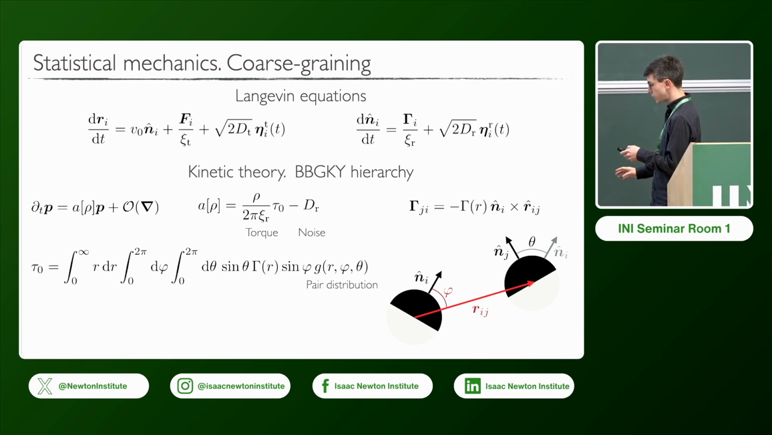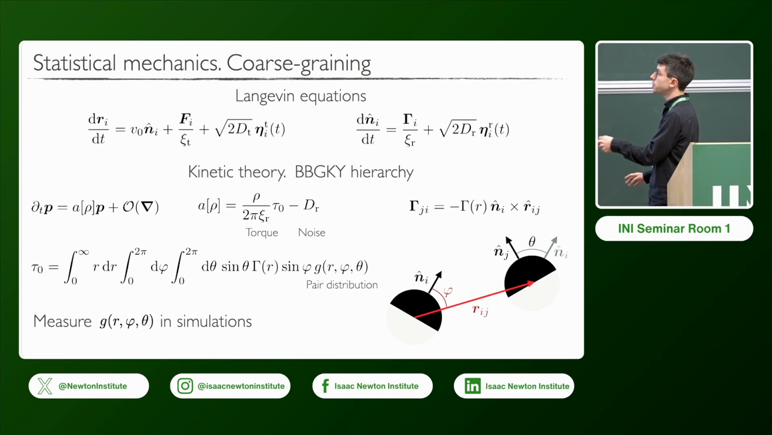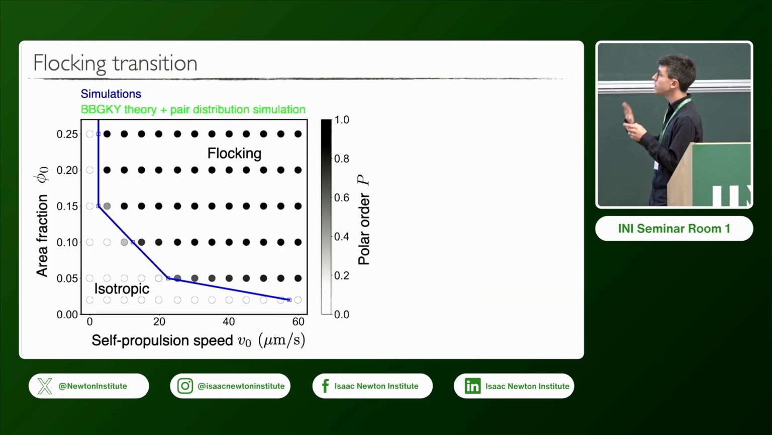So that's what we did: we just measured this function g of r, the pair distribution function, in simulations, plugged it in here, obtained tau naught, and then saw when A changes sign to predict the flocking transition. This is how it looks. This is what we had before, the phase diagram that we built from simulations. Now we can superimpose the phase boundary that I told you about, and it lies here. So it does a decent job at capturing the flocking transition.